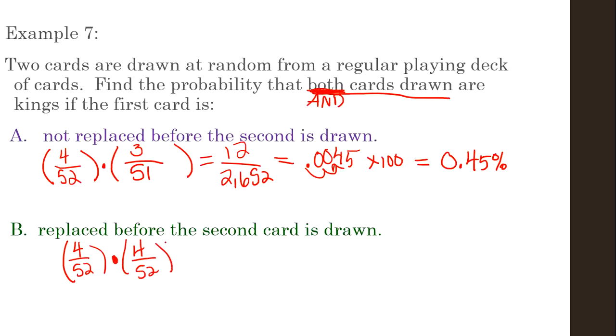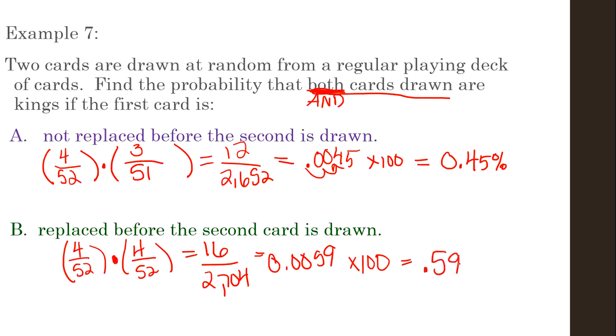And since we're trying to figure out if both kings are happening, if and both kings, then we have to multiply them. So 4 times 4 is 16. 52 times 52 is 2,704. That decimal is 0.0059. If you times that by 100 or move the decimal right 2 places, our odds are 0.59%. So it was a little better, but it's still not even 1% chance of drawing 2 kings out of a deck of cards. So that's crazy.